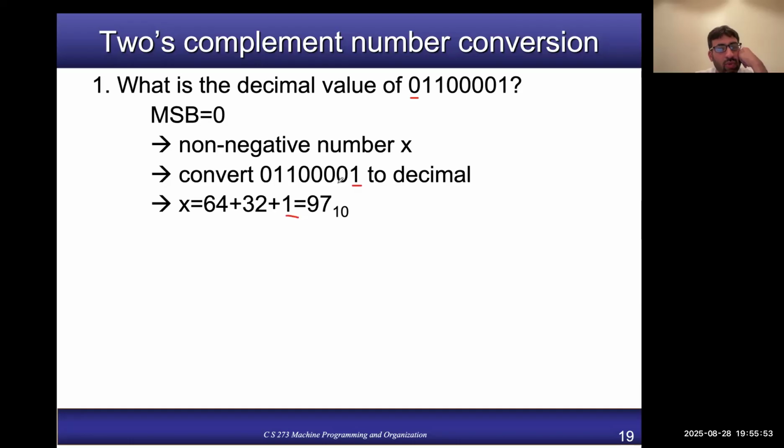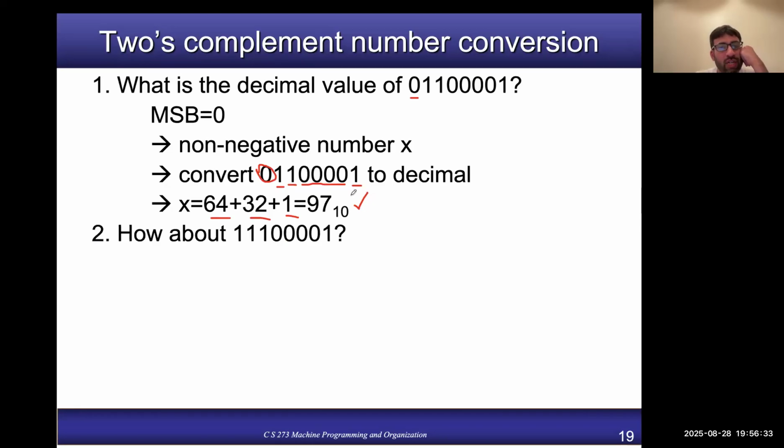Then the next four weights don't matter, or we don't care about them, because the bit values are zeros, right? So the first weight is 1, then 2, then 4, then 8, then 16, then 32, right? So we write 1 times 32 here. And then the next weight is 64. So 1 times 64. 64 plus 32 plus 1 is 97. Okay. And since the most significant bit is 0, we know that it is a positive number, right? Any confusion or question here?